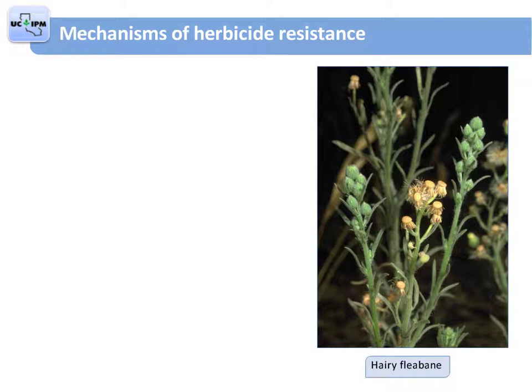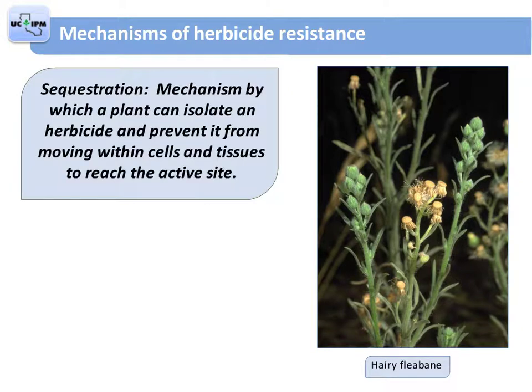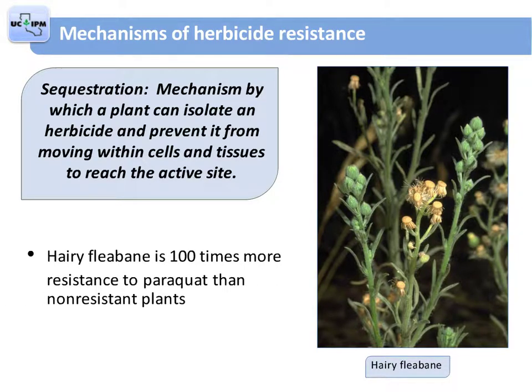Another non-target site-based mechanism of resistance is sequestration. Sequestration is when a plant isolates an herbicide and prevents it from moving within cells and tissues to reach the active site. The herbicide may bind to plant molecules in different plant parts such as the cell wall or cell membrane, or deposits them in places such as cell vacuoles to inactivate them. A good example of this is hairy fleabane resistance to paraquat in California. It has a high level of resistance because of sequestration.